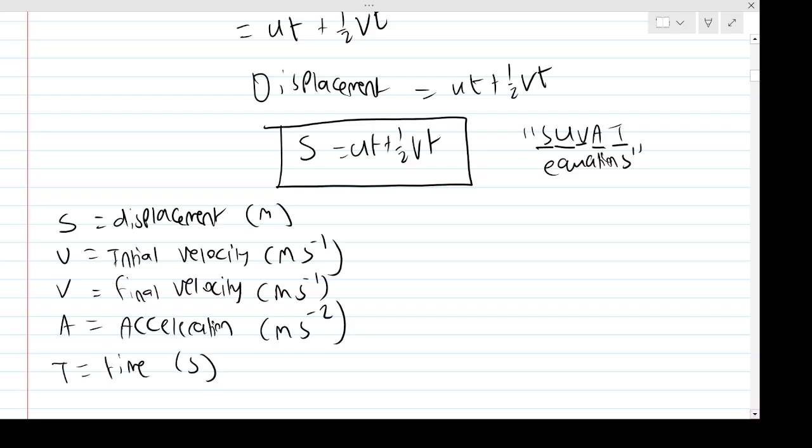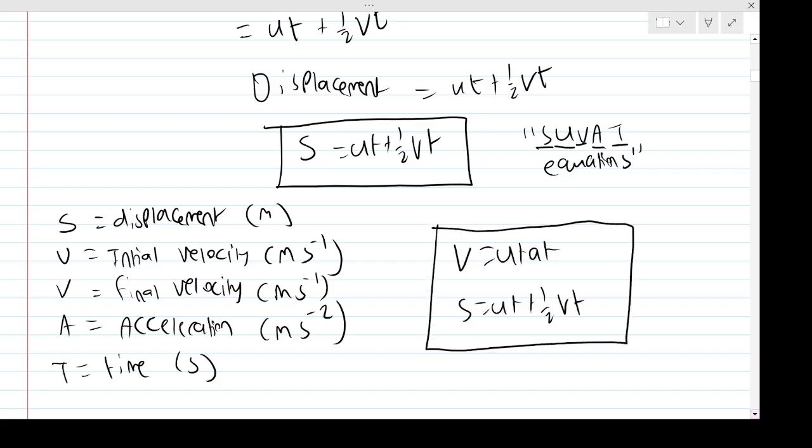Okay. So we can work with these five quantities here and use the two equations we just worked out to work out these things, right? So as a reminder, we had v is u plus at, and s is ut plus a half at squared. These two are the formulas we'll be working with in this video.